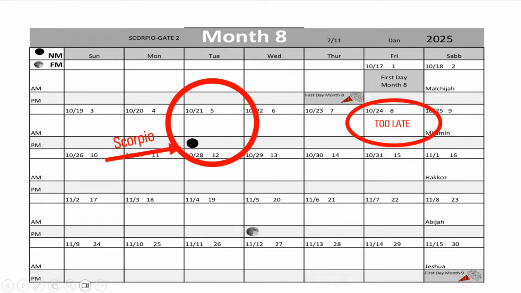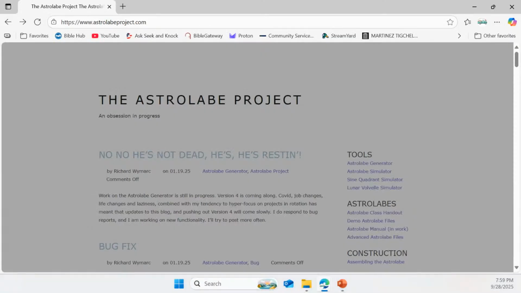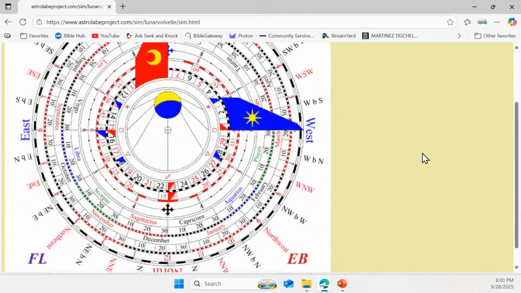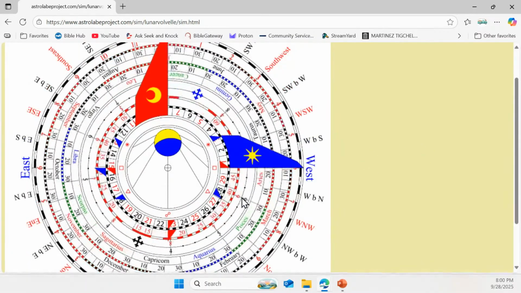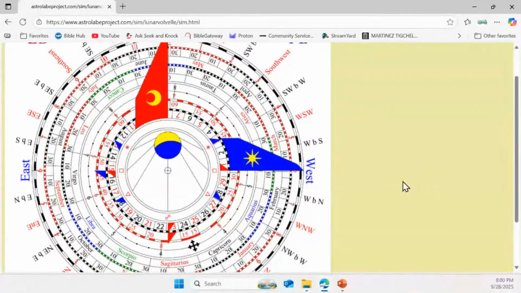Oh, I should show you something here. Let me bring something up. Let me make sure you guys can see this. If you don't have an astrolabe and you don't want to buy one right now, there is a website called www.astrolabeproject.com. If you go on here, you can go over here and find an astrolabe simulator. And they also have a lunar volvel simulator. Let's take a look at this. So this is the lunar volvel, and you can move it around and figure things out.